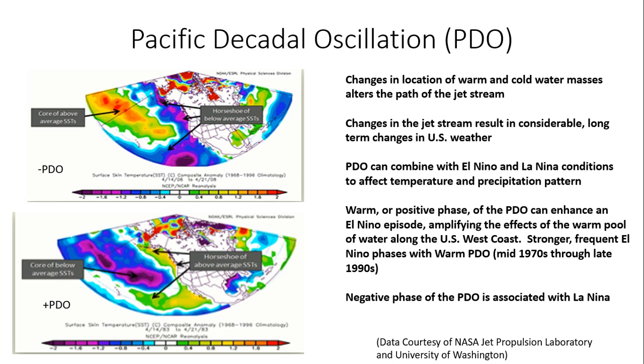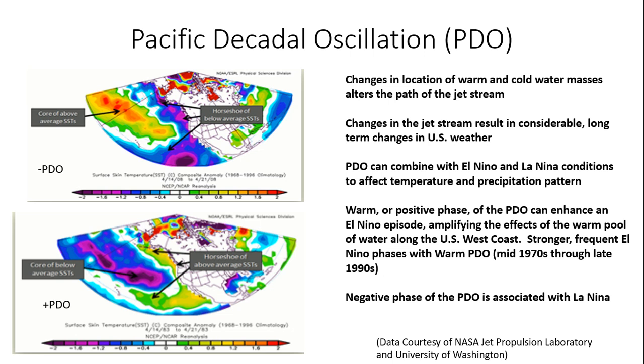Meanwhile, the negative phase of the PDO is more associated with La Nina conditions, which, by the way, is forecast to be occurring this upcoming 2021-22 winter season. Now, the graphics on the left, I just wanted to acquaint you to what these horseshoe patterns look like. So the top left graphic there shows a negative PDO phase.